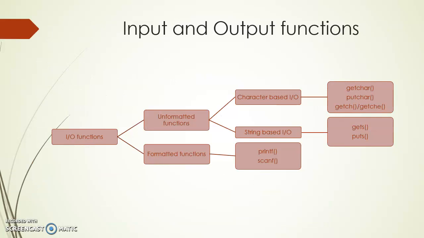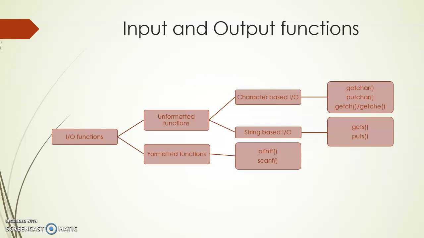Now we discuss input and output functions for performing input and output operations. Here we see the IO functions are broadly classified into two categories: unformatted IO functions and formatted IO functions. These functions collectively form the standard IO library. So first we discuss unformatted functions.